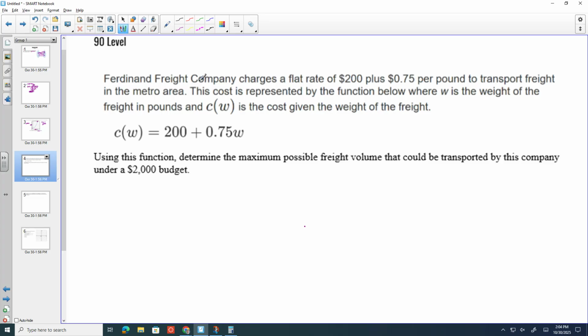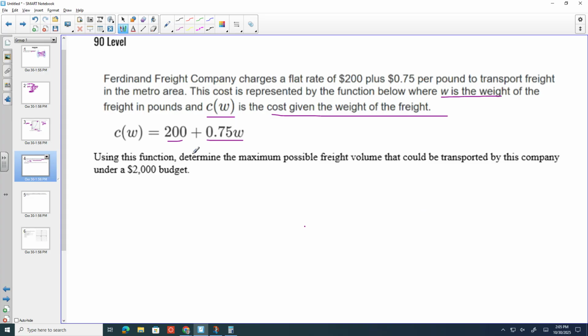Here we have Ferdinand Freight Company that charges a flat rate of $200. So there's that showing in the equation, plus 75 cents per pound of weight, to transport freight in the metro area. This cost is represented by the function where W is the weight, so that's our input, and C of W is the cost given the weight. So over here, we're saying cost as a function of weight as the input is found as 200 plus 0.75 times the weight in pounds.